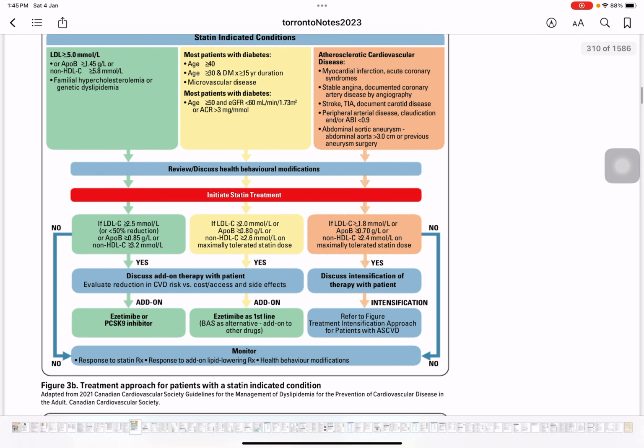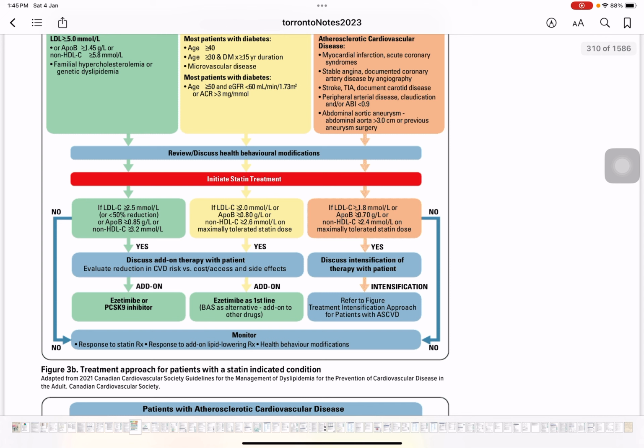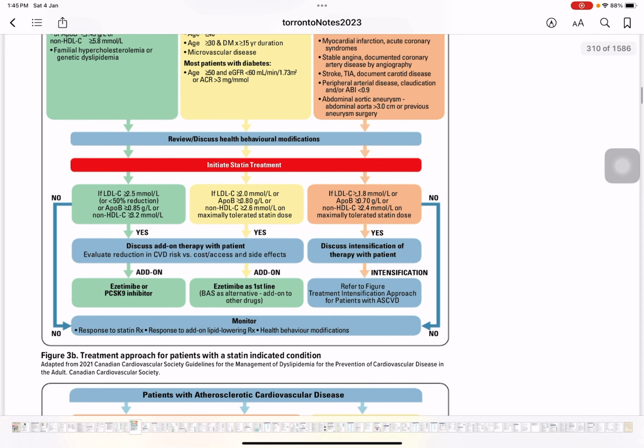Atherosclerotic conditions like MI, acute coronary syndrome, angina, TIA, peripheral arterial disease, claudication, ABI less than 0.9, abdominal aortic aneurysm of more than 3 centimeters or previous aneurysm surgery. These are all high risk. You have to give statin.